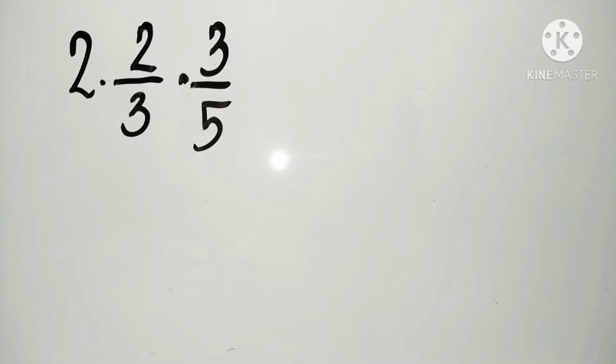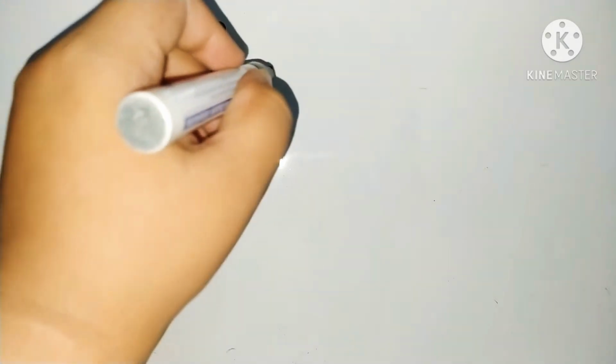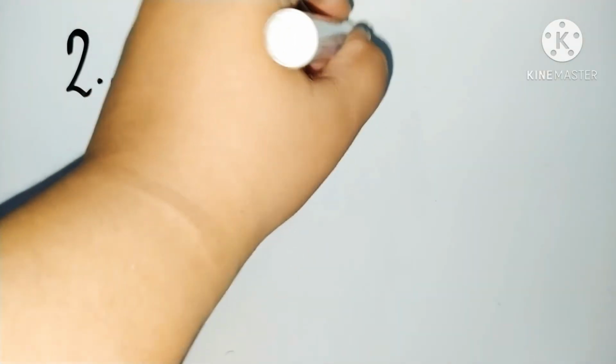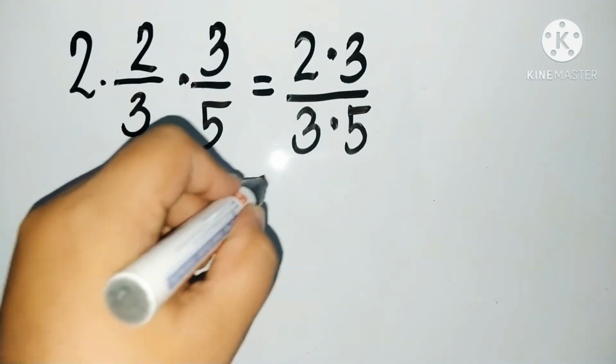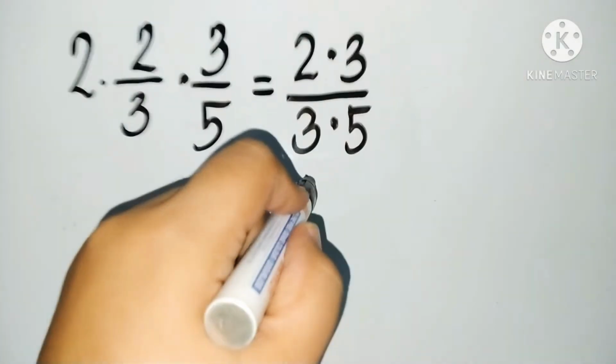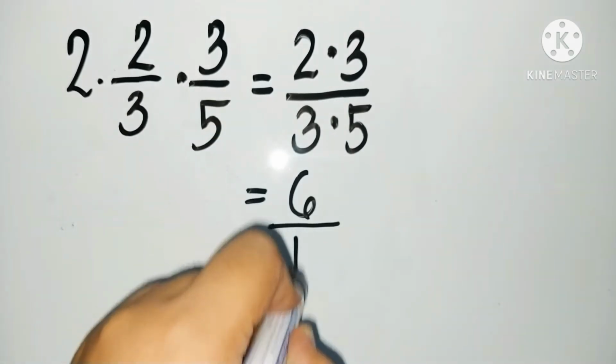Example number 2. I-multiply natin yung numerators at saka denominators and then we express it into lowest term if it's possible. So, magiging 2 times 3 over 3 times 5. 2 times 3 is 6. 3 times 5 is 15.